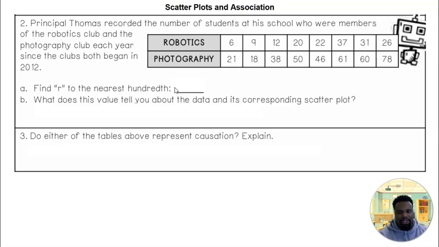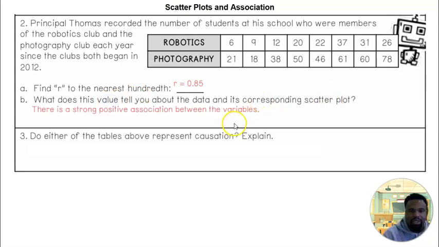We create our regression, and we look for the letter R. We see what R equals, and we round it to the nearest hundredth. When we do that, we get 0.85. All right, 0.85 looks like a strong positive correlation between the two.